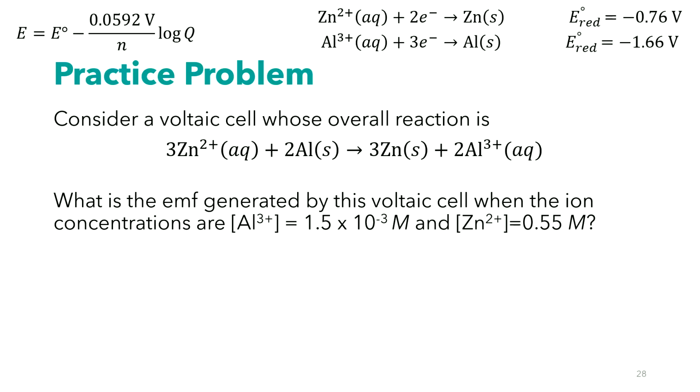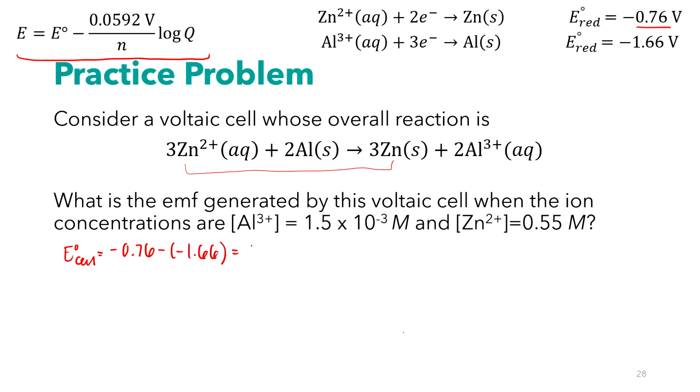So let's look at it. I just need to fill in this equation, right? So I have standard E. I'm looking at this too, zinc is gaining electrons. That's my cathode. It's undergoing reduction. So this should be my first term when I calculate standard cell potential. I should have negative 0.76 minus a negative 1.66. That gives me a positive 0.90 volts. That's this value here.